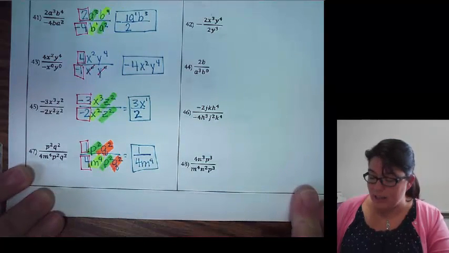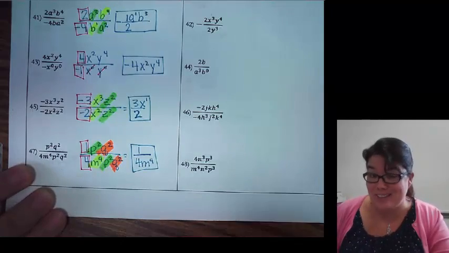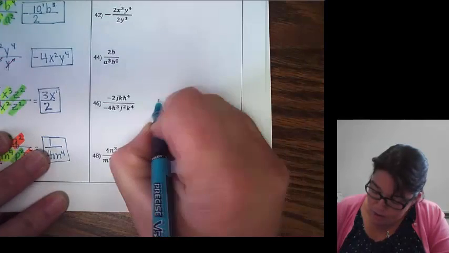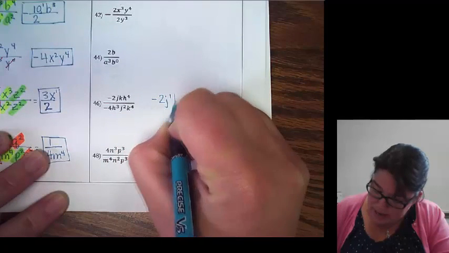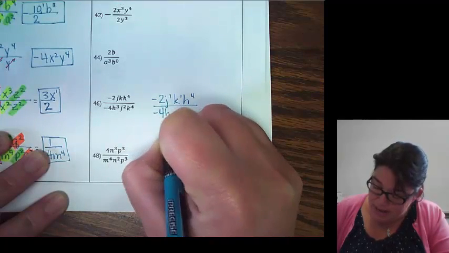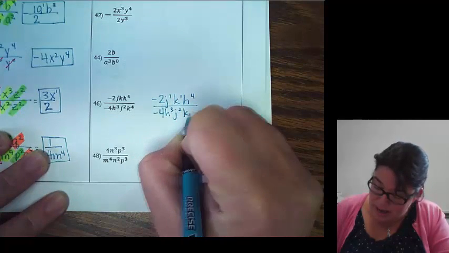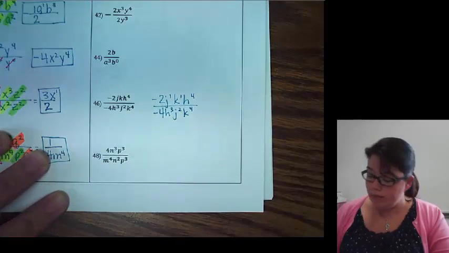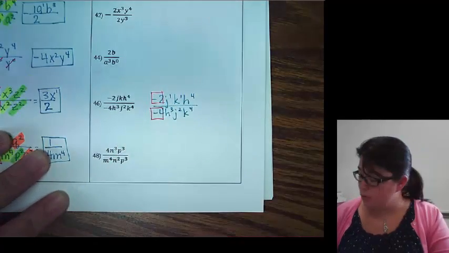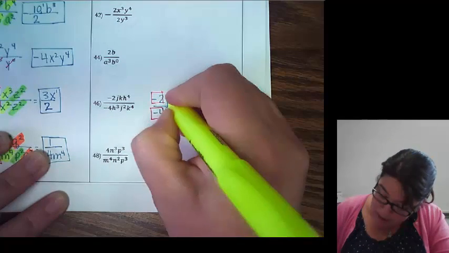All right, let's take a look at one more, and then you can tackle the rest on your own. Number 46. Coefficient, base, exponent, base, exponent, base, exponent. Whew, that's a lot. But we're not going to panic. We're just going to take it one base at a time.